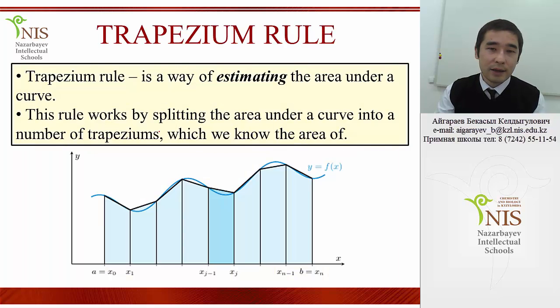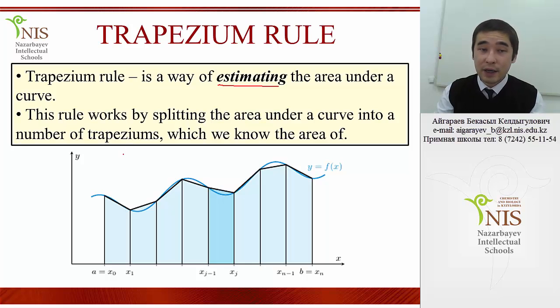Let's start with the trapezium rule. Well, here is the definition of the trapezium rule. It's a way of estimating the area under a curve. I have highlighted the word estimating, which means that we're going to estimate the area. We're not going to find a precise, exact answer, because the trapezium rule cannot give you the correct answer. It will give you a rough estimation.